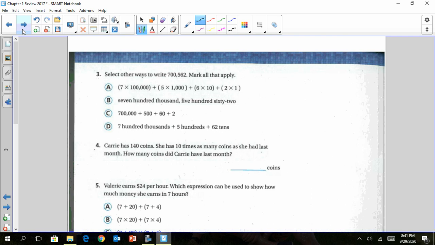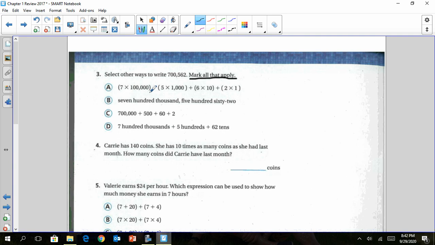Question number 3, select other ways to write 700,562 and mark all that apply. When it says mark all that apply, we're talking that there are going to be more than one answer correct here. So we want to go through word form as well as expanded form. Here's the standard form. We want word form and expanded form for this value here.